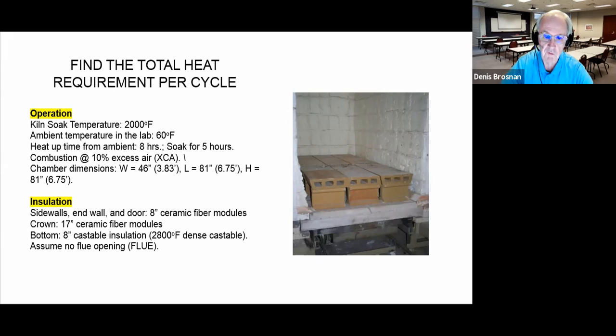The problem is to find the total heat requirement per cycle in this process. In this process, we're going to be heating 500 clay bricks, green clay bricks that have a little moisture content. We're going to heat them up to 2000 degrees Fahrenheit from an ambient temperature of 60 degrees Fahrenheit. We're going to heat them up in 8 hours.